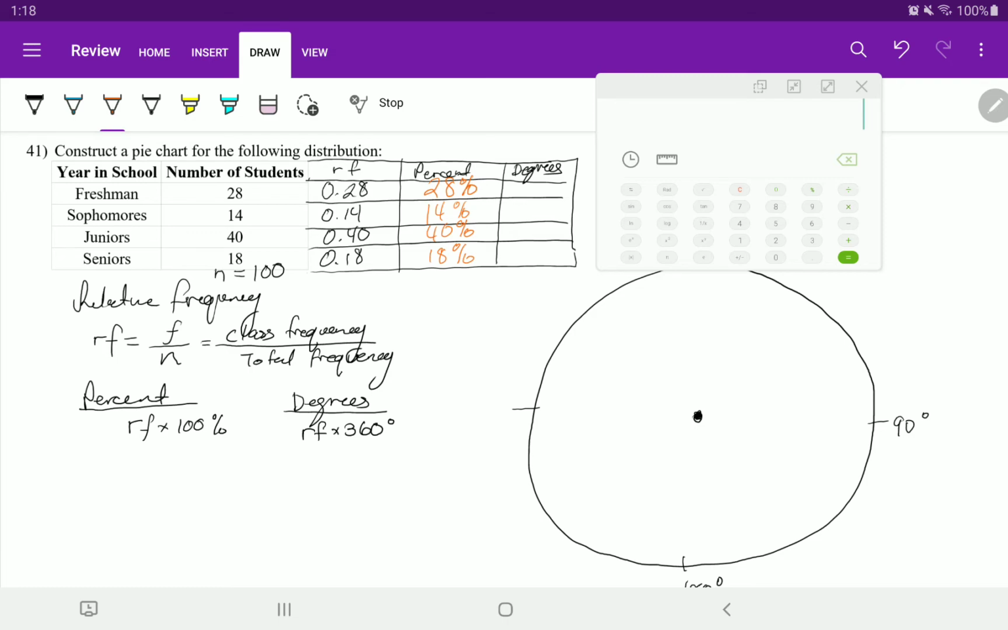Last but not least, we want to find the degrees, which will help us construct our pie chart. To find the degrees, it is the relative frequency times 360. So to find the degrees for freshmen, I'm going to take my relative frequency of 0.28 and multiply that by 360 degrees. And that equals 100.8 degrees.